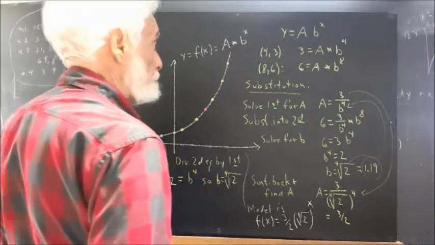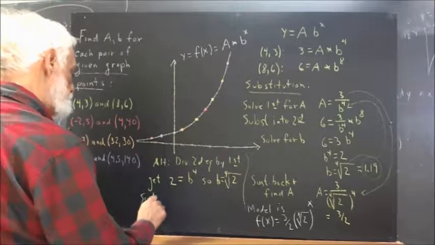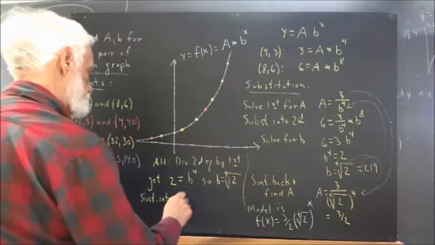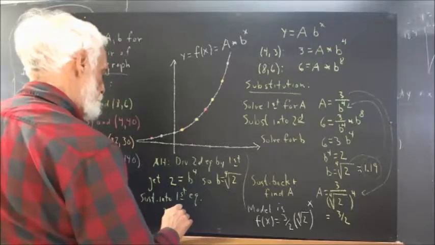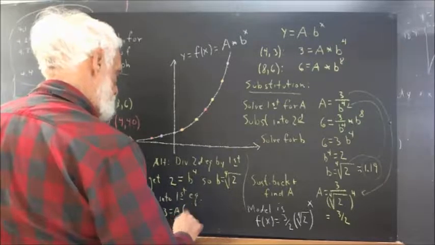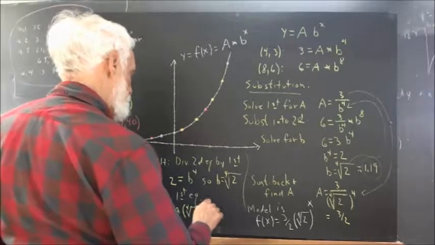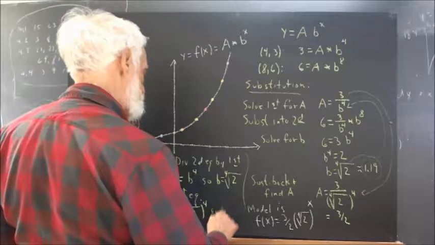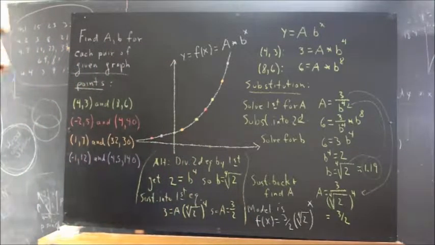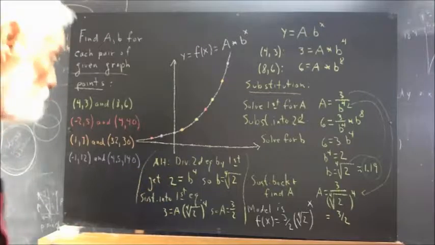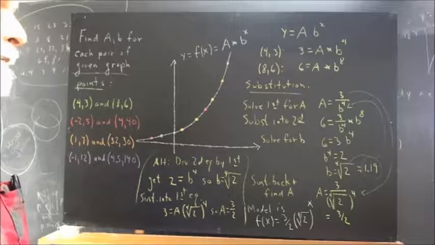Then we substitute that into either equation. And we get 3 equals A times the fourth root of 2 raised to the 4th. And there's just a little work to do there, and I'll let you puzzle over that. It shouldn't be difficult, because the fourth root of 2 raised to the 4th is 2. So we get 3 equals A times 2, and we then very quickly get A equals 3/2.